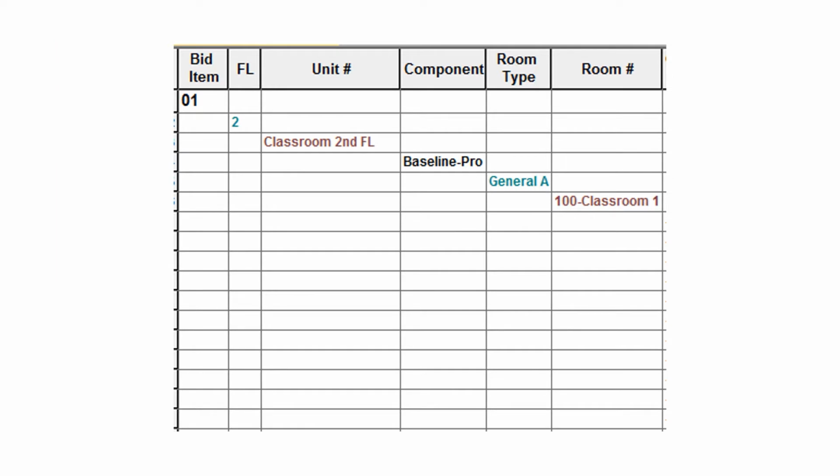Our cost estimating is set up by work breakdown structures. Work breakdown structures define the areas of work the cost estimate will be driven by. These are a decomposition of the project into manageable phases. It's a tree structure to show a division of effort required to achieve an objective. For an example, you see bid item, floor, unit number, component, room type, and room number.